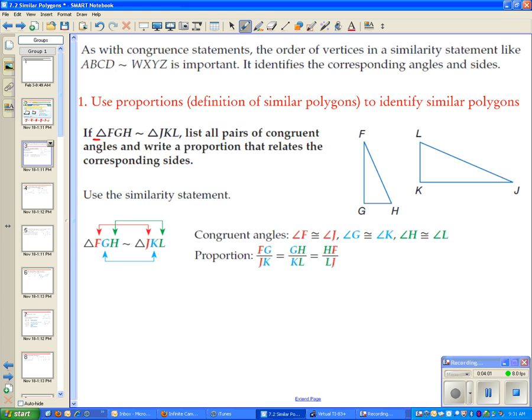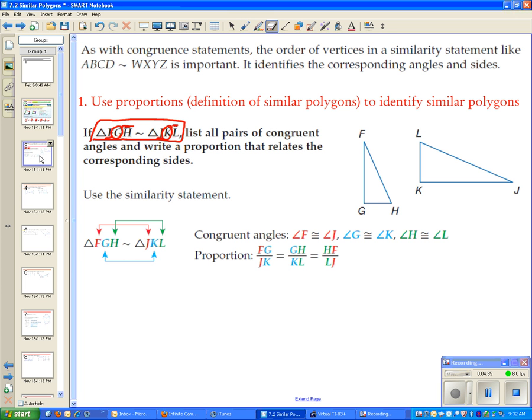So if we're told triangle FGH is similar to triangle JKL, we can list all the pairs of corresponding parts. Okay? Angle F is first, so it corresponds to angle J. So they're congruent angles. Angle G is second, so it corresponds to angle K. They're another pair of congruent angles. H is last. It corresponds to L, which is last. So that's your third pair of corresponding angles that are congruent.